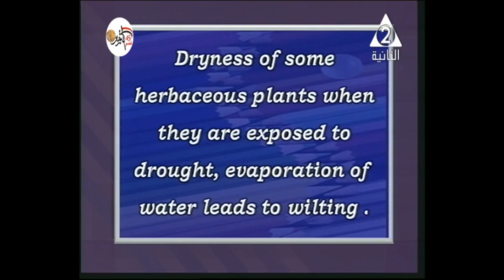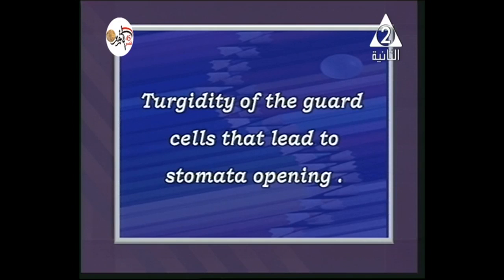Dryness of some herbaceous plants, some plants that live in the desert, for example, when they are exposed to drought or evaporation of water and get rid of most of their water, they are going to be wilted. Wilted means what? To lose their water. And finally, we have another example of turgidity of the guard cells that leads to stomata opening. And actually I have here a nice video to teach you what stomata opening and closing means.